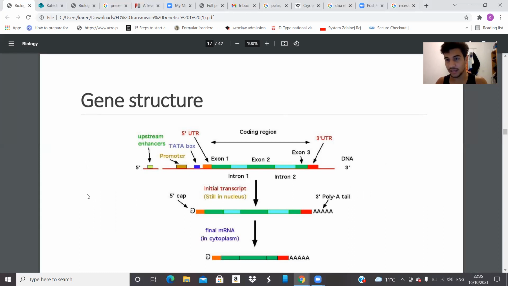Exon, expressed. Okay, so exon is basically the end product. You will have a gene with exons in it. The introns are the parts between the exons that aren't expressed. They're not always useless, but sometimes they are.